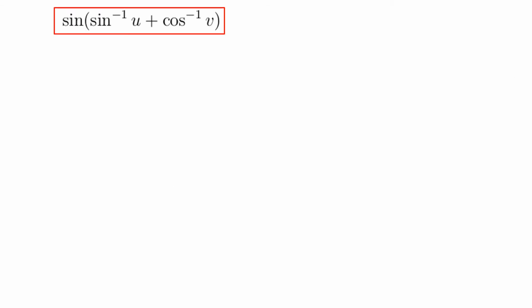Let's take a look at another example. Here we want to write the sine of the inverse sine of u plus the inverse cosine of v as an algebraic expression containing u and v, meaning we don't want any trig functions to appear in it.